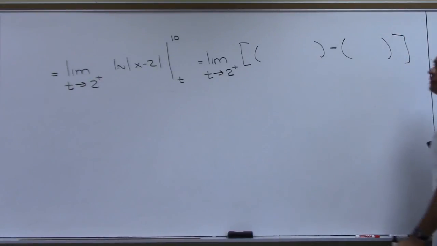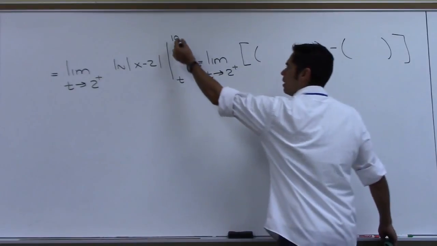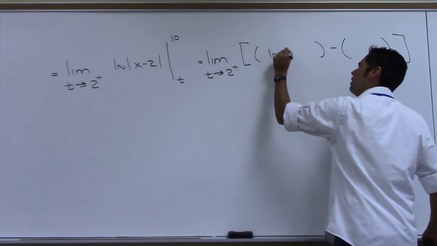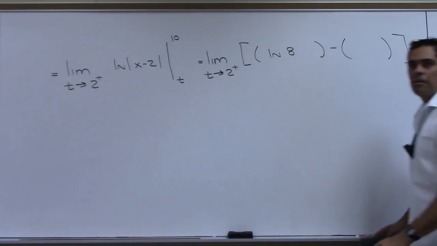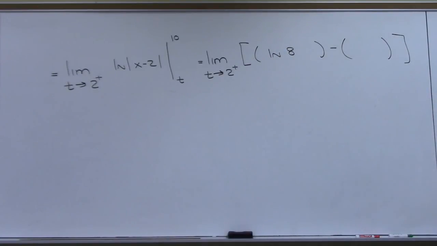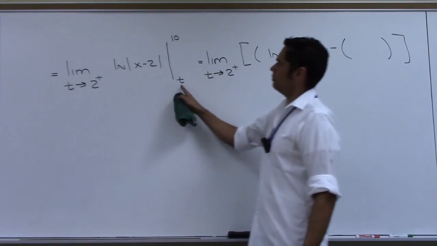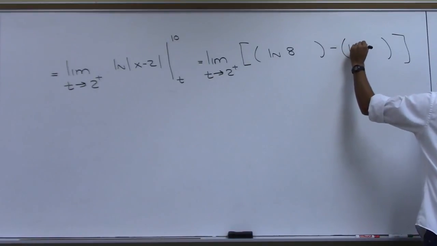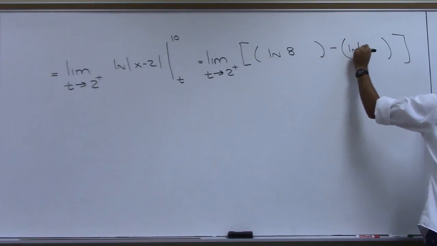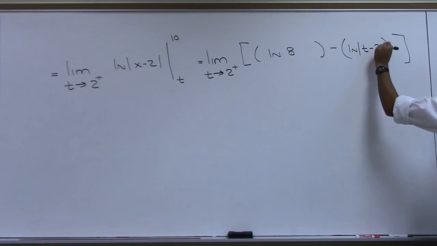So let's plug 10 in first. 10 goes in there. We get natural log of what? 8. I don't need the absolute value anymore because 8's a positive number, so I'm not concerned about that. Natural log of 8. And then over here, natural log of absolute value of t minus 2, right?